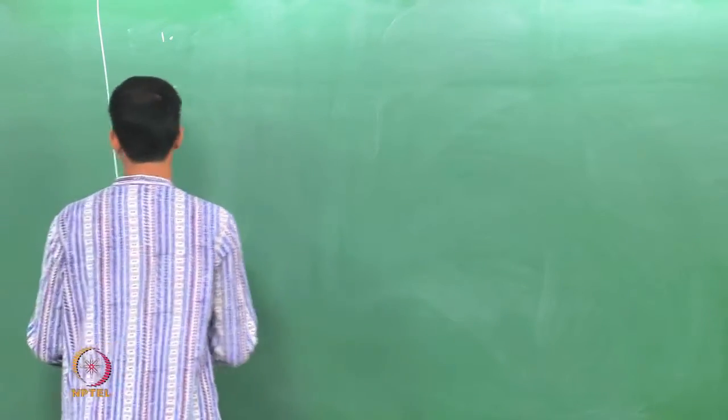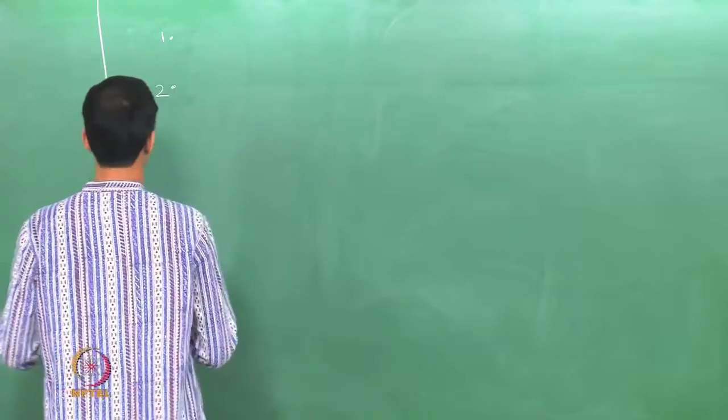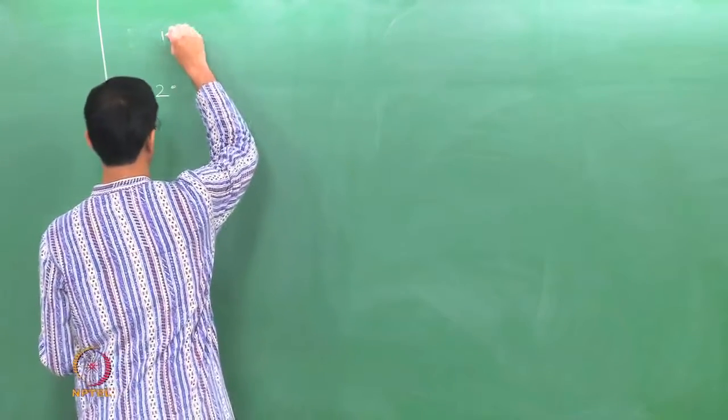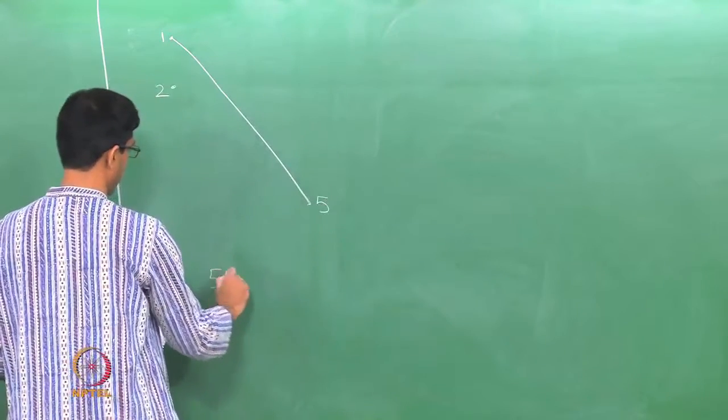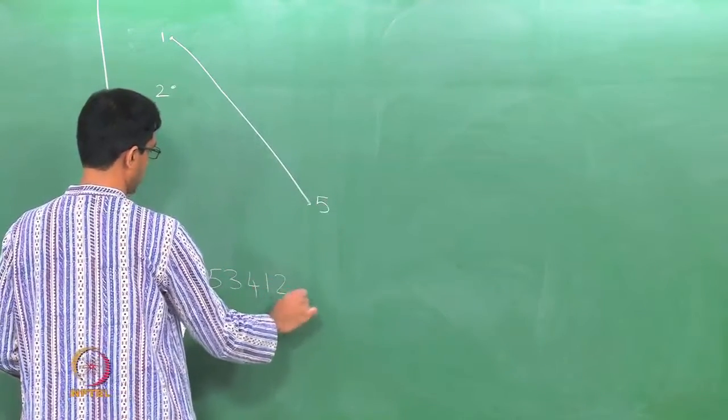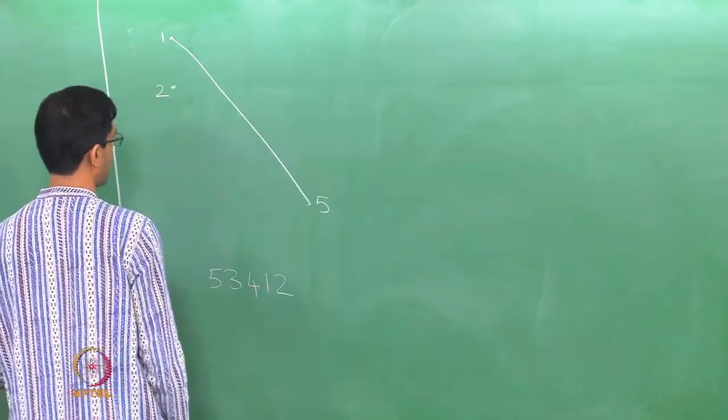So here's the first permutation 5 3 4 1 2. So what does it do? It maps 1 to 5. So I am drawing the picture of the permutation 5 3 4 1 2, okay. I am thinking of it as a list, so I am writing it in 1-line notation.